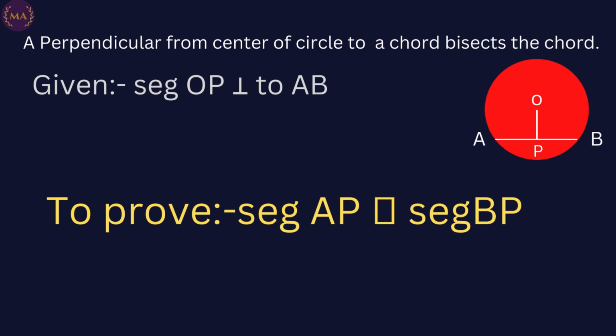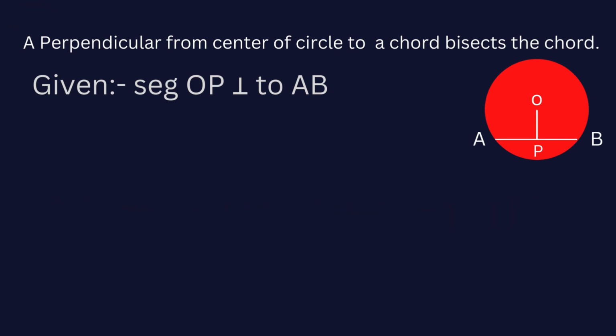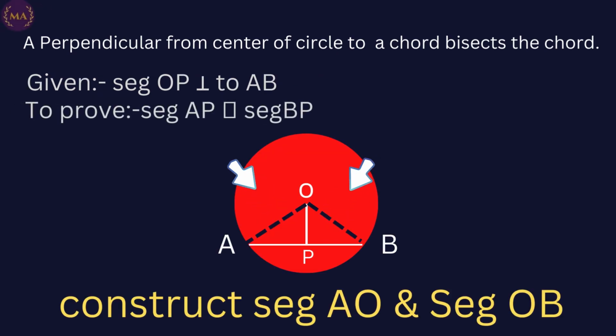What are we going to do in this? First, you have to identify the given. Second, you need to identify what you are going to prove. And then third, use all the things that are given to prove the required thing. Now, sometimes all the given things will not be sufficient. We may need to do some constructions. Here, to prove that segment AP is equal to segment BP, we need to draw two segments.